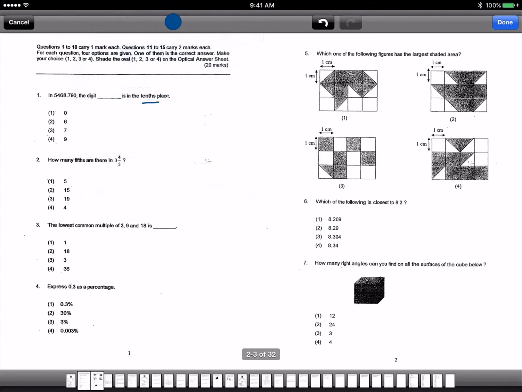Next, how many fifths are there in 3 and 4 over 5? Usually I break this up into 2 portions. Over here there are 4 fifths, and 1 whole has 5 fifths. So if there are 3 wholes, that means there are 15 fifths. You take 15 plus 4, and the answer is 19. So the answer has got to be 3.